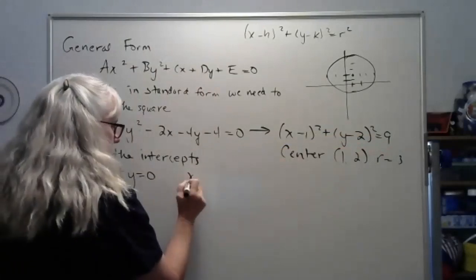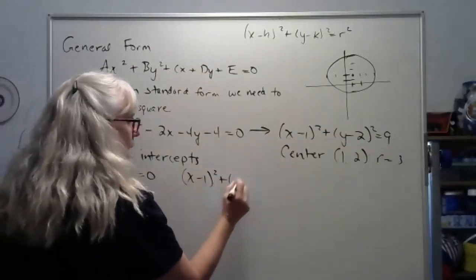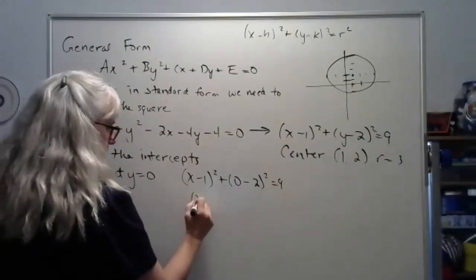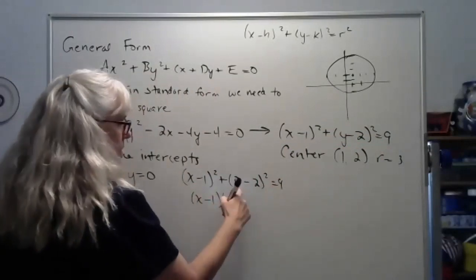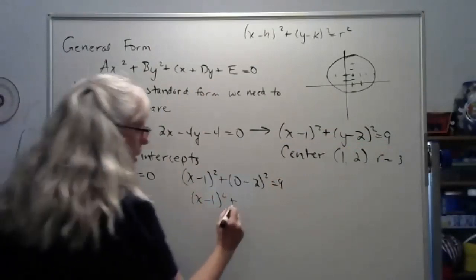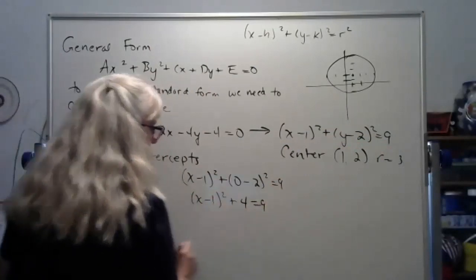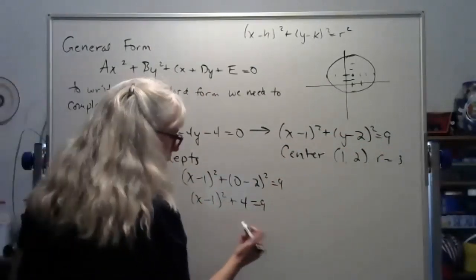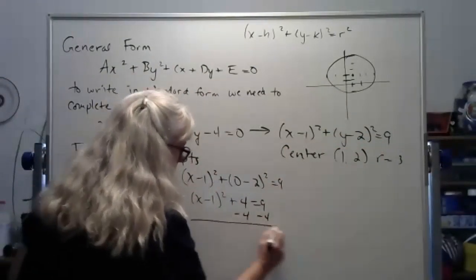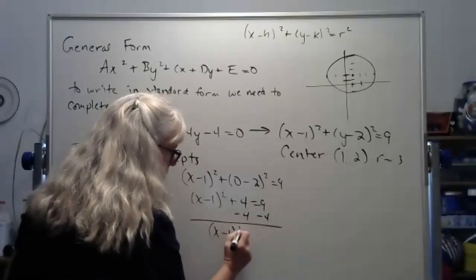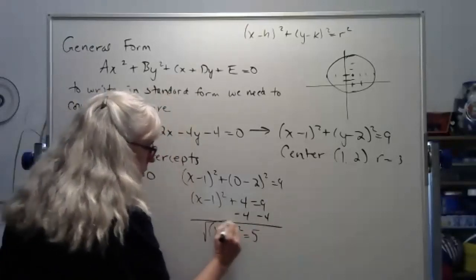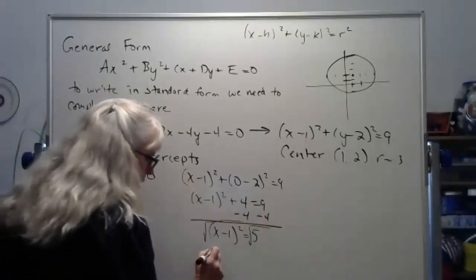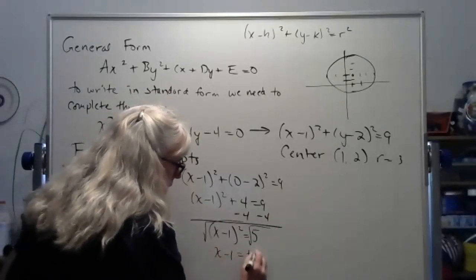So we would have x minus 1 quantity squared plus, and now in place of the y, we'll put a 0, minus 2 quantity squared is equal to 9. So that's x minus 1 squared plus, well, 0 minus 2 is negative 2, but when I square it, I'm going to get 4, equal to 9. And now we need to solve this for x. So again, I'm going to take the most efficient route. I'm going to move the 4 to the other side. That'll give us x minus 1 quantity squared is equal to 5. And then we'll square root both sides. I'm going to avoid foiling if at all possible because I'd just have to factor it when I'm done. So that's going to give me x minus 1 equals plus or minus the square root of 5.